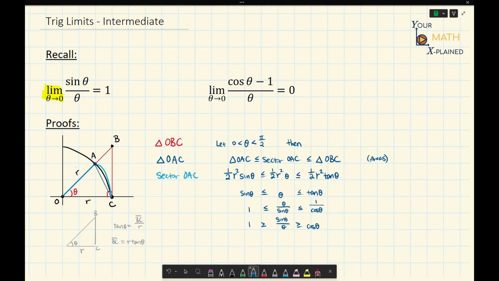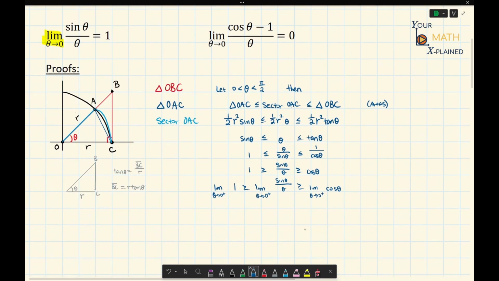And now we're going to go ahead and apply our limit. Since right now our domain is greater than 0 and less than pi over 2, the limit is going to be theta approaching 0 from the positive side. And we're going to do that for all three of these expressions. We're going to take the limit as theta approaches 0 from the right-hand side. And then once we do that, we can see that our first expression is just going to be 1. And then cosine of 0 is also going to be 1.